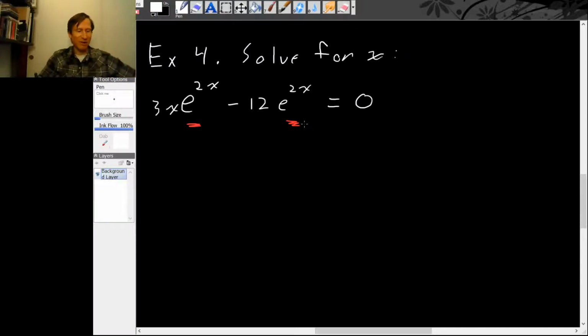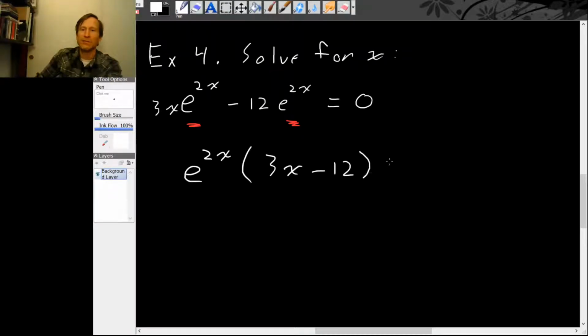If you think about all of the other algebra you already know, you might notice that both terms on the left have e to the 2x. Maybe we should factor that out. So let's do that: factor out e to the 2x. So e to the 2x times (3x minus 12) equals 0.